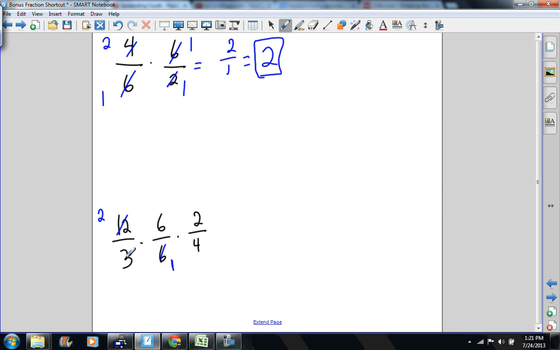Well, I noticed that that 3 and that 6 can be divided by 3, so that becomes a 2, and that becomes a 1. And then finally at the end here, 2 divided by 4 can be turned into 1 half. So now I have a 2, 2, and 1 on top, and a 1, 1, 2 on the bottom. So I get 4 over 2. So I could have actually divided one of those. That would have been fine too. Or just get your answer to be 2.